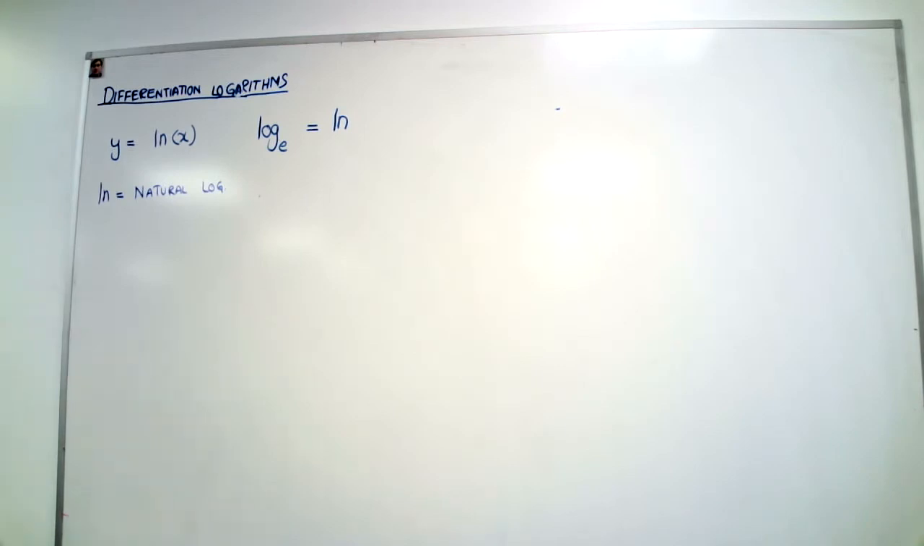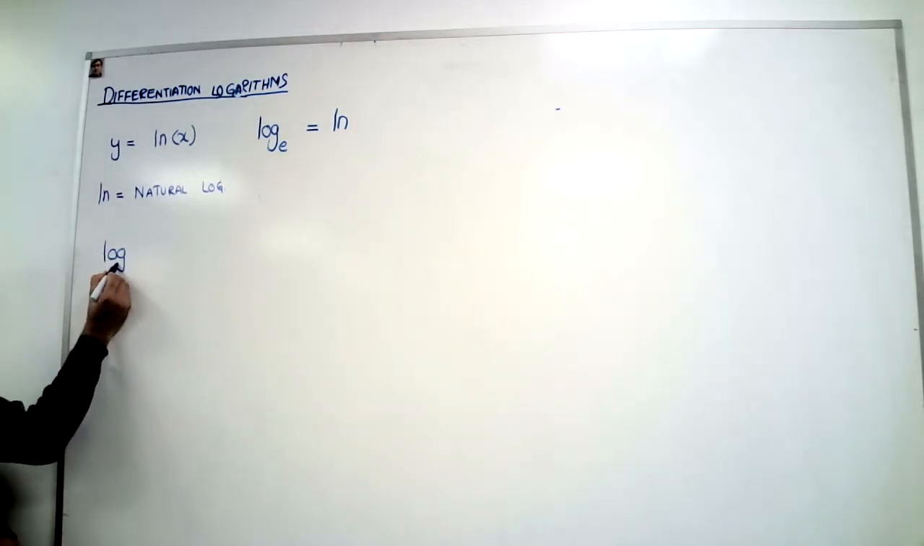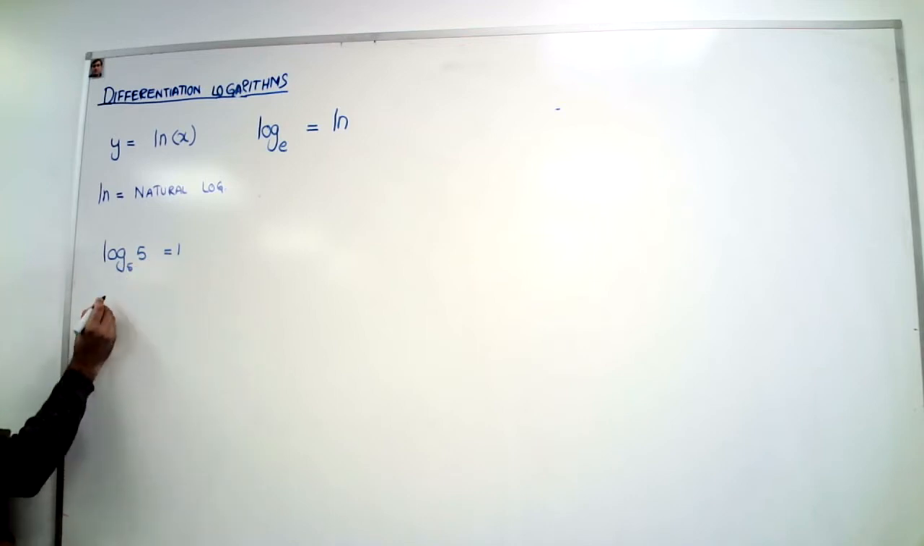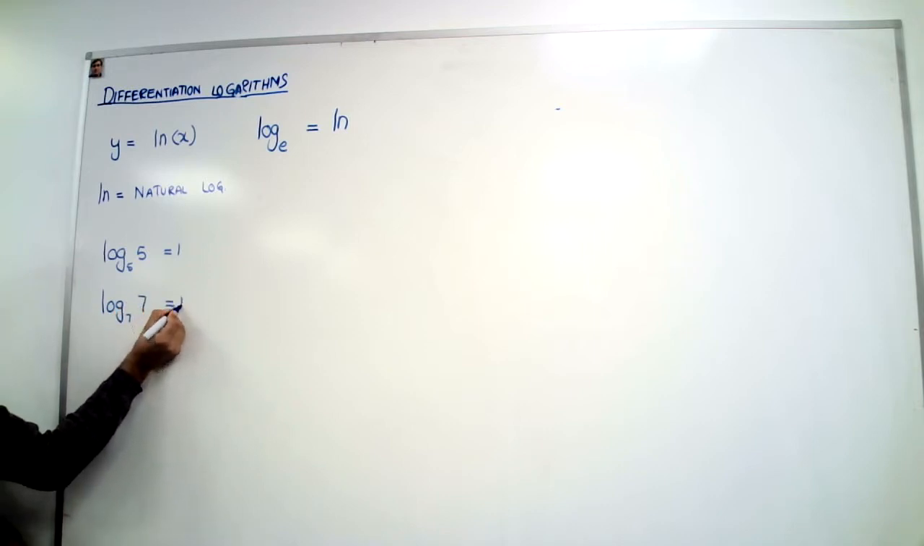We need to remember a few things for the log. If the base of the log is the same as the number you are taking the log of, the answer is always going to be 1. For example, before we start differentiation, let's have a look at a few things. If I got log 5 to the base 5, the answer is 1. If these two numbers match, the answer is 1. If I got log 7 to the base 7, the answer is 1.